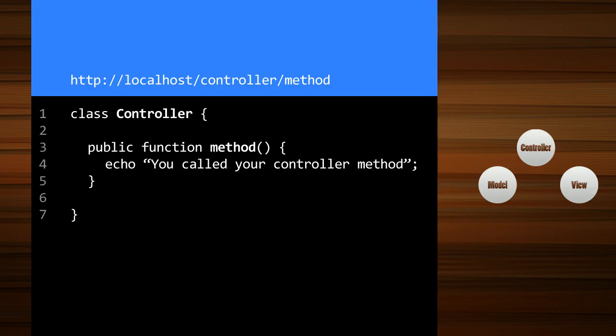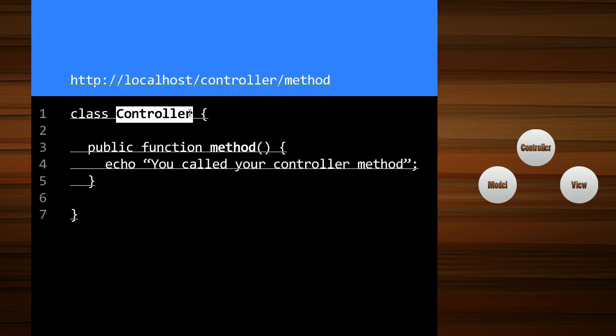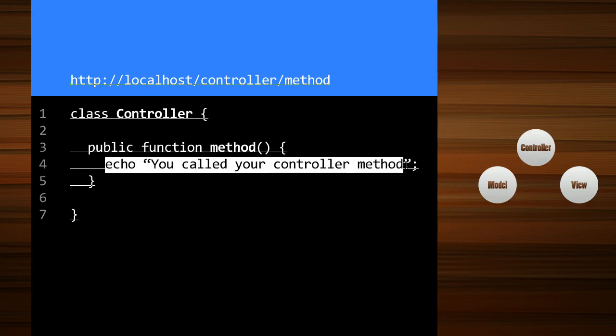Right here what we have in the blue box is a URL working on a local host, and this is just the structure of it. We have a controller and a method. So the controller is the actual class name, and you notice how this is a capital C. You should always give your class names a capital letter. And then the method in the URL goes to the method, and in here is where you would handle all your logic.